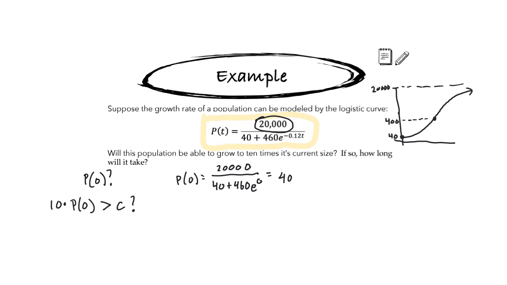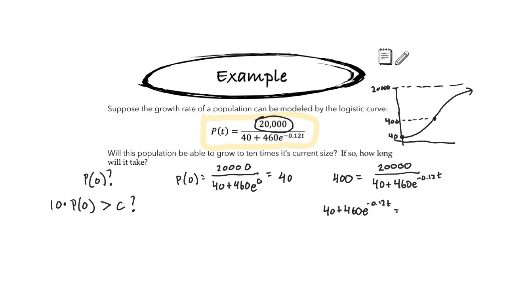Now I'm ready for the second part of the question. If so, how long will it take? This is just a matter of setting P equal to 400. 400 will equal 20,000 divided by 40 plus 460 e to the negative 0.12 t, and we solve this equation for t. First step, I'll multiply both sides by that denominator, 40 plus 460 e to the negative 0.12 t, and I'll also divide both sides by 400.